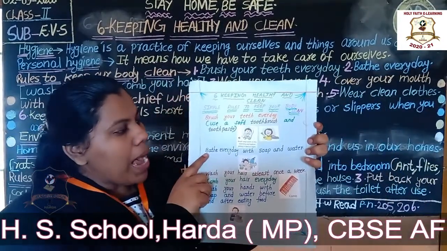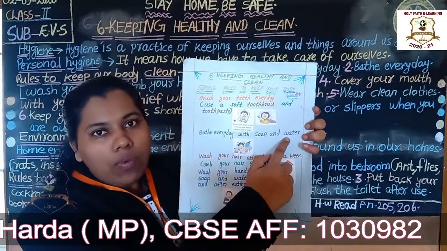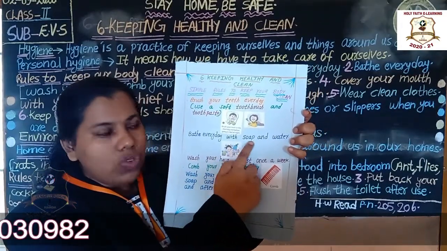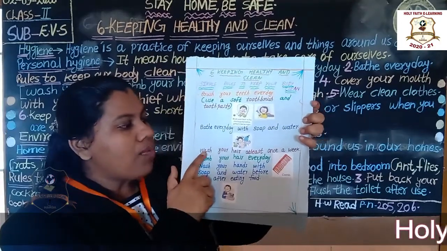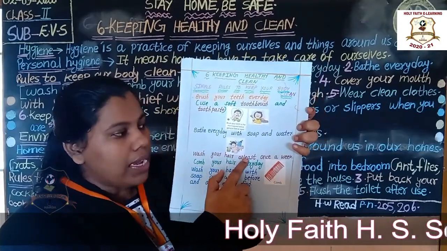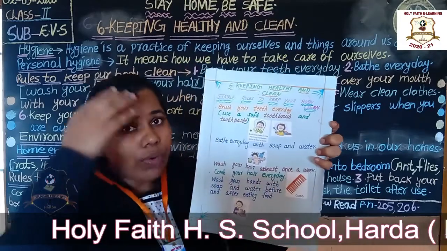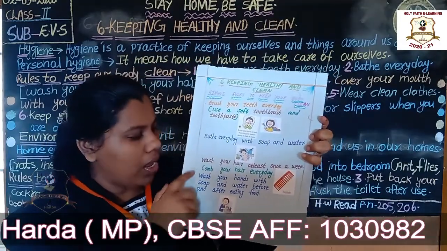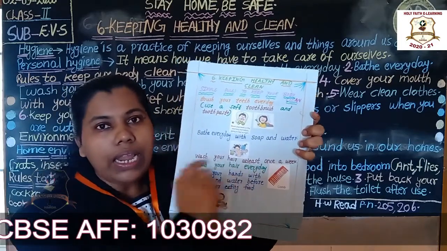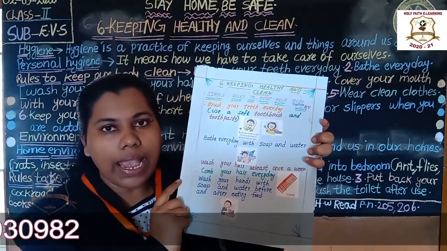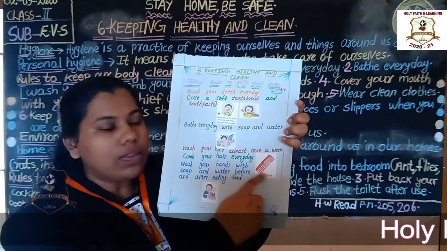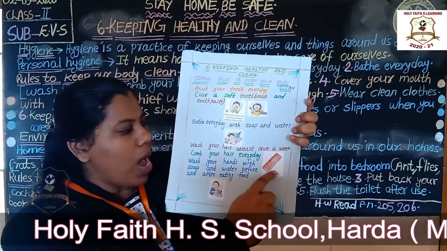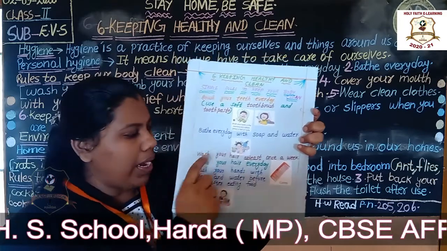Next, bath every day with soap and water. Wash your hair at least once a week. Comb your hair every day. What is the meaning of comb? See here, this is comb. You have to comb your hair every day.